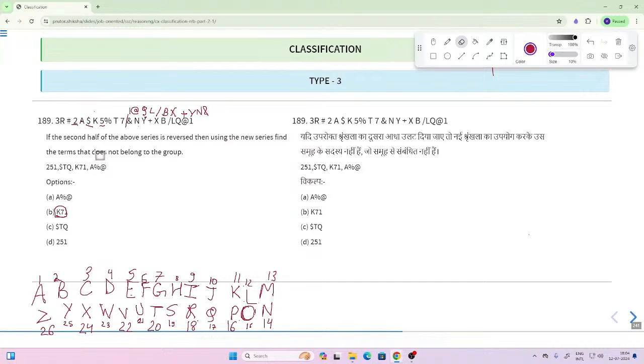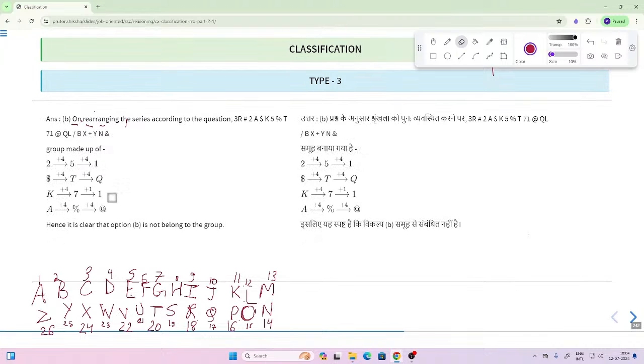It's the only one that doesn't follow the 4, 4 pattern difference when playing with the numbers. And yeah, that's it. K71, B, does not belong to the group.